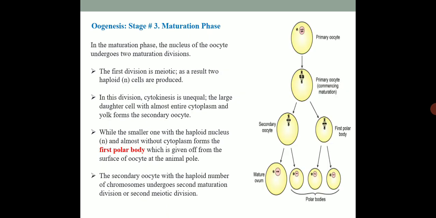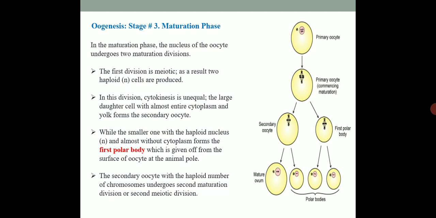The next one, the third phase, is the maturation phase. In the maturation phase, what happens? The nucleus of the oocyte undergoes two maturation divisions. In the first part you can see the mitotic division, and in the third part you can see the meiotic division.